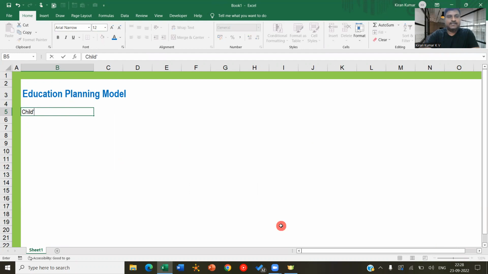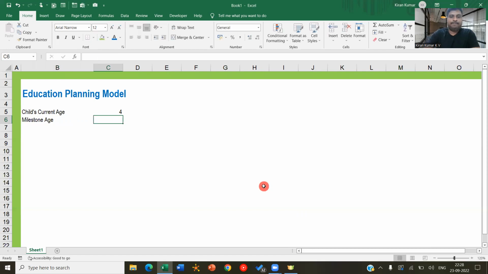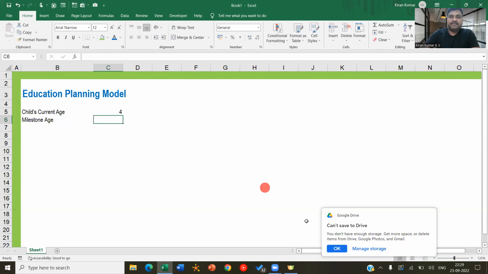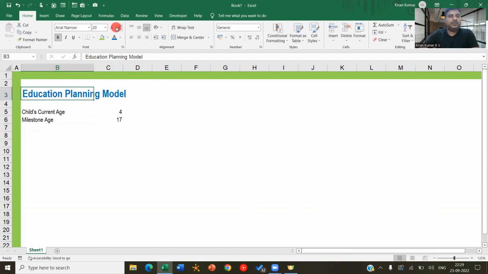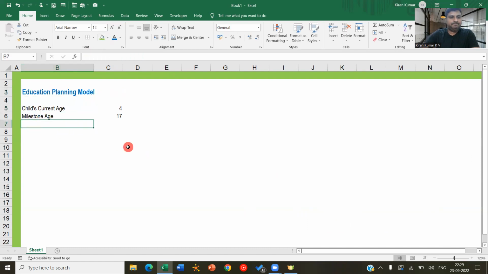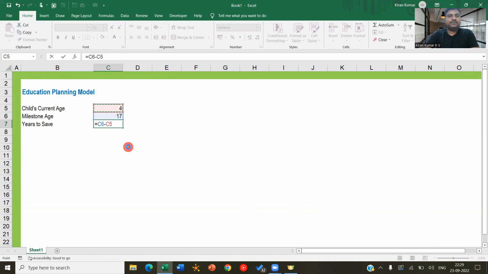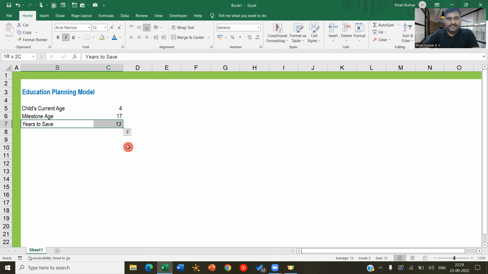I would need the child's current age, which would be, let us assume, we can always change this. Let me assume the current age is 4 years. And let me take the milestone age. The milestone age would be, let's say, when the kid is 17 years, I would like to have a corpus amount. And so therefore, we have nearly 13 years to save. I'll say 17 minus 4. So we have 13 years to save.